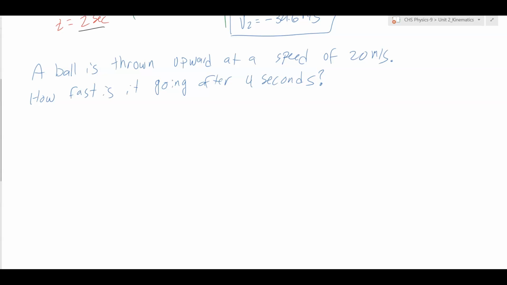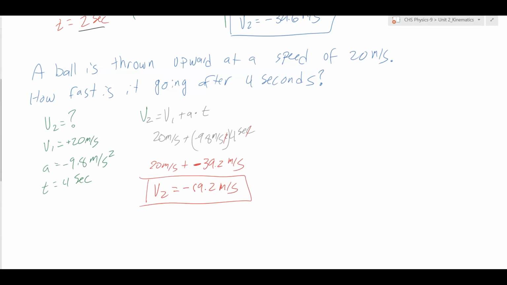Okay, so here's what I got. I got positive 20 meters per second because the ball's thrown upwards. And then I just plugged in my values and this is what I got. So this is kind of interesting. It starts going up at 20 meters per second. At the end, it's going down at negative 19.2 meters per second, which is pretty darn close to what I started with. So how does that work?